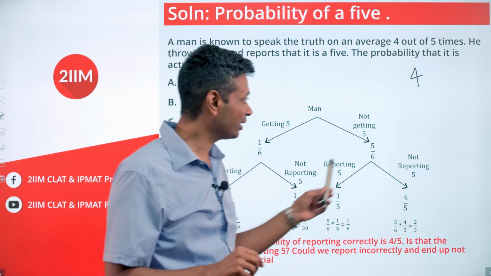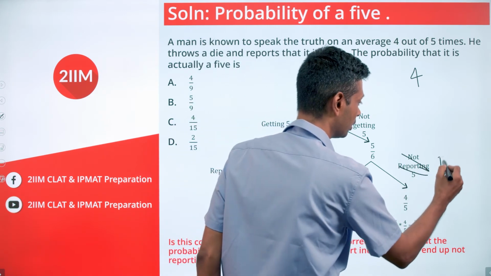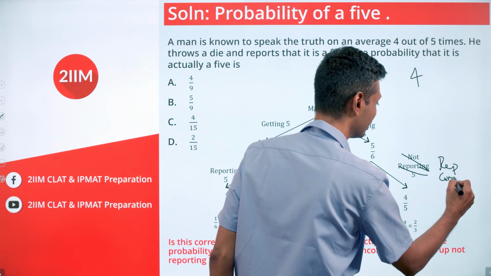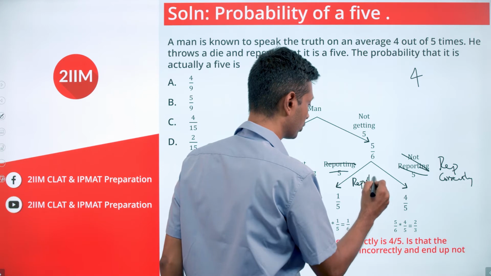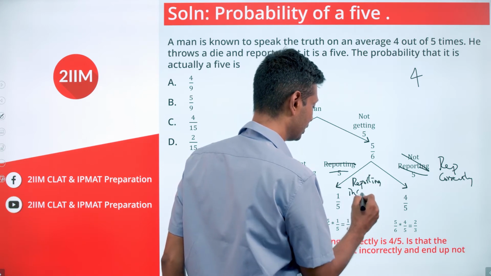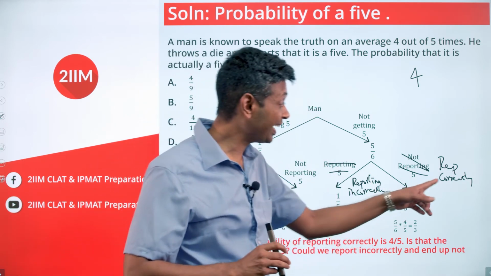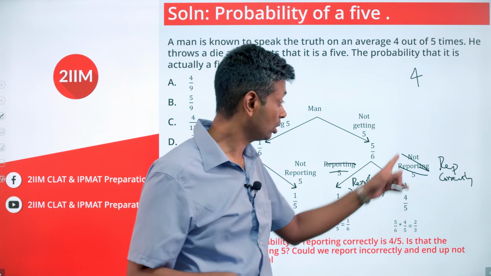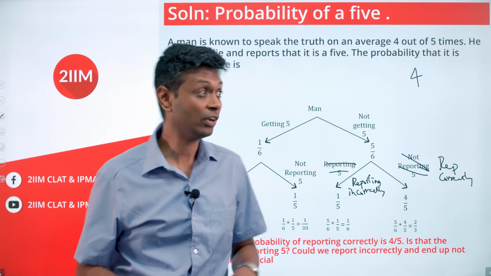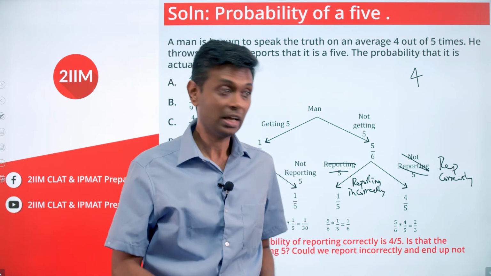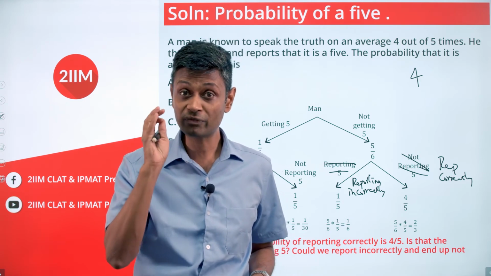So if you're not getting 5, probability is 5 by 6. Reporting correctly, that will be 4 by 5. Reporting incorrectly, that will be 1 by 5. Right? But reporting correctly is not exactly same as not reporting 5. Reporting incorrectly is not exactly same as reporting 5. If I put a 4 and I report 3, I am still incorrectly reporting, but I am not reporting a 5. Fine, so that part is very crucial.